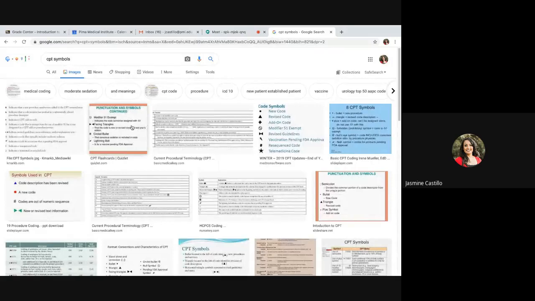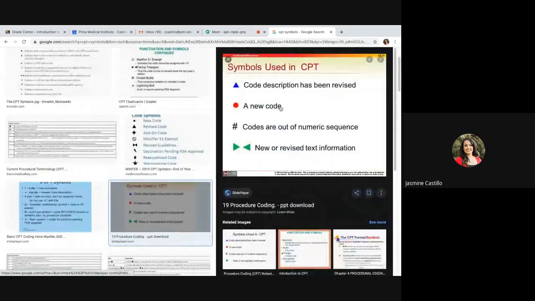Okay, so this is very similar to what's in your book here. The blue triangle, if you see it before a CPT code in the manual, is basically indicating that the code description has been revised. So you want to make sure you read the description, read the wording to see what has been changed. If it has a red dot in front of the code, this indicates that it's a new code. It's a new addition to the book or manual. They come out every year. So right now it is 2020, and if there have been any codes added from 2019 to 2020, you're going to see a red dot in front of them indicating that that's a new code.